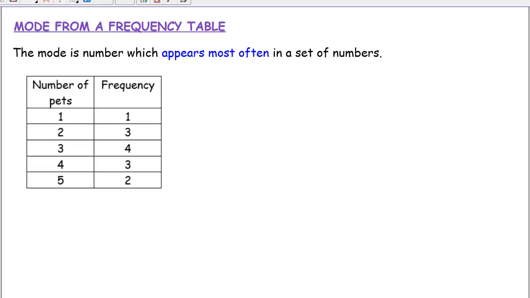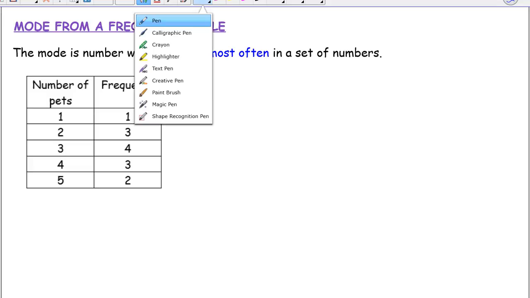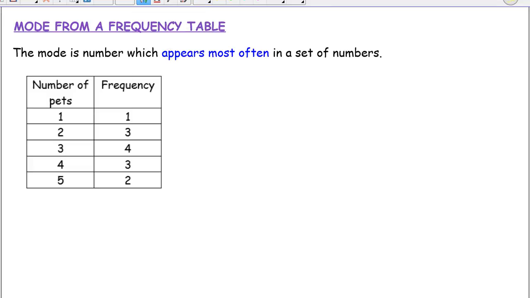Okay, I'll move to the mode. Now the mode is the number which appears most often in a set of numbers. In this case, the mode will actually be representing the common number of pets, right? So if you look in this table here, you can see that there are 4 families that had 3 pets.